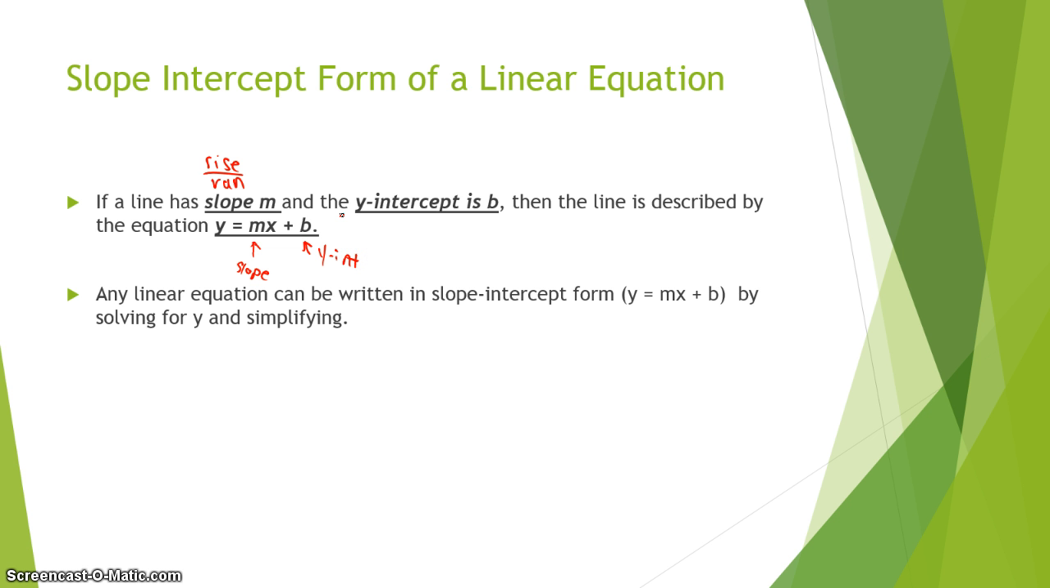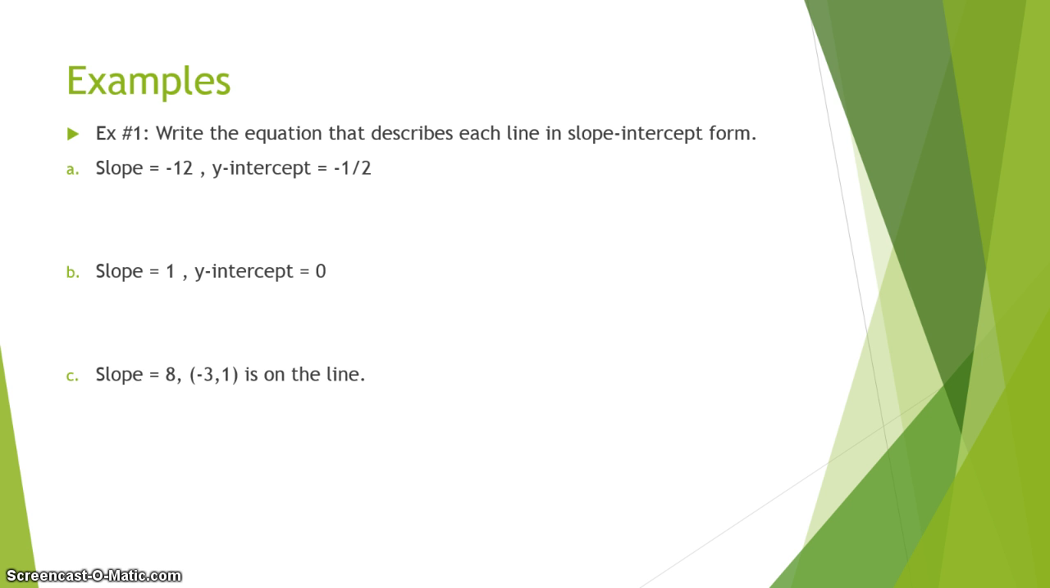When you have a linear line, the y-intercept b is where the line crosses the y-axis when it's graphed. And I'm going to show you some examples in a little bit. Any linear equation can be written in slope-intercept form, y equals mx plus b, by solving for y and simplifying. So we're going to get into some examples here. For this first set of examples, they want us to write the equation that describes each line in the slope-intercept form.